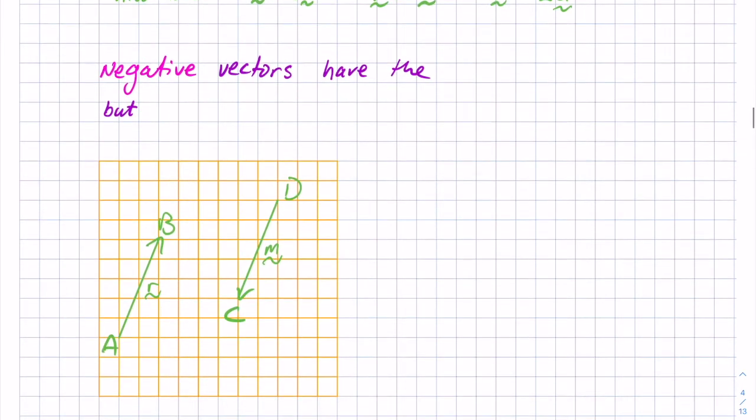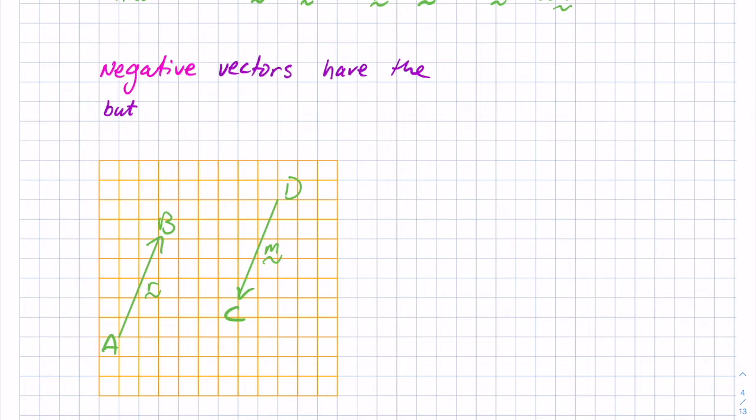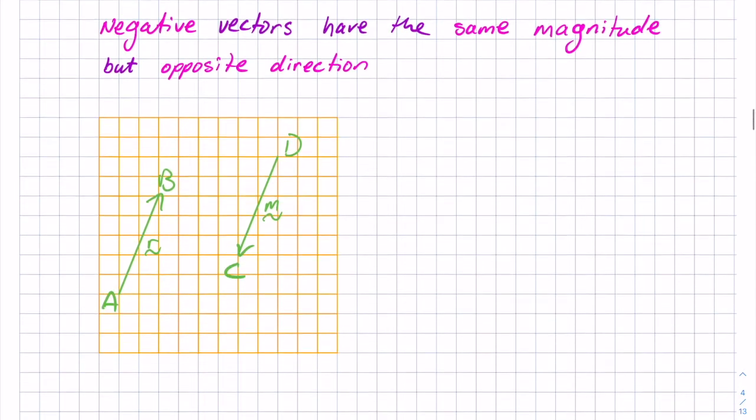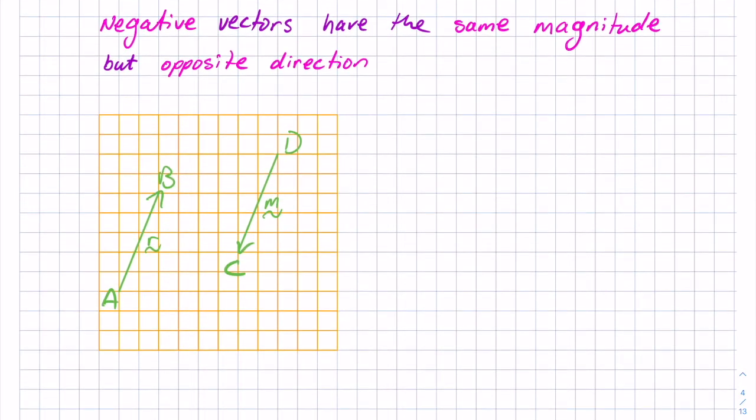So let's talk about negative vectors now. They have the same magnitude, but opposite direction. These two here are negative vectors. I did mention that before. Vector R, we could also call AB. Vector M, we could also call DC. Direction is from D towards C. So R is equal to AB.